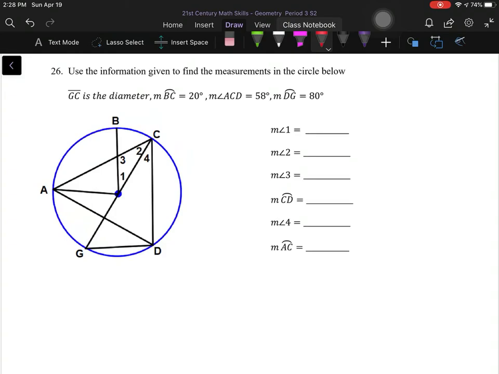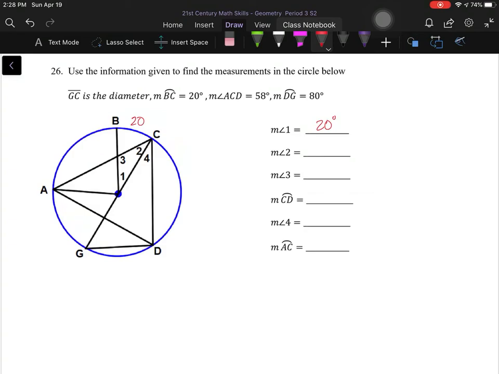So that's important because I can break up that circle into two halves where I know that the left half is 180 degrees, the right half is 180 degrees. So anything that's with the GC, that's going to tell me it's 180 degrees. So that's kind of nice. The next one says the measure of BC, so that arc is 20 degrees. That's very important because right away I know the answer to angle 1. Angle 1 is the central angle, and the intercepted arc is 20 degrees. So I know right away angle 1 is 20 degrees.